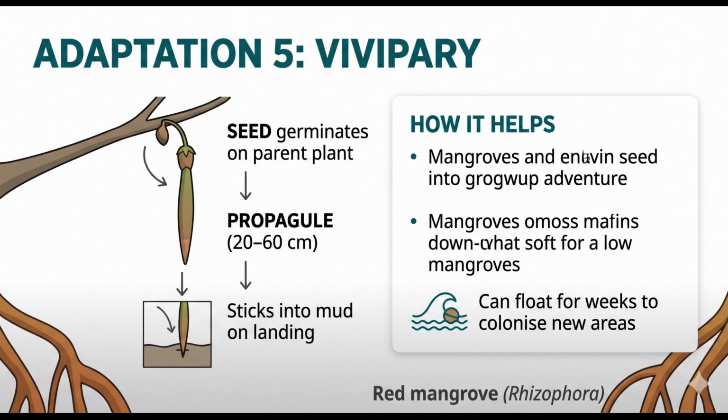When the propagule is ready, it drops from the parent tree. The pointed tip sticks immediately into the mud. Because the propagule already has a root system, it can begin anchoring straight away, no germination delay. If the propagule doesn't immediately find mud, it can float on the water for several weeks before establishing in a new location. This is how mangroves colonize new coastlines.